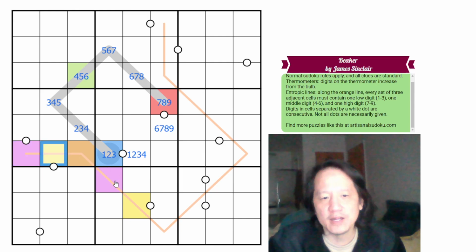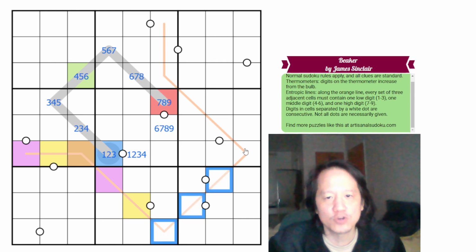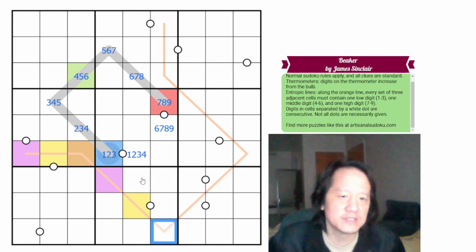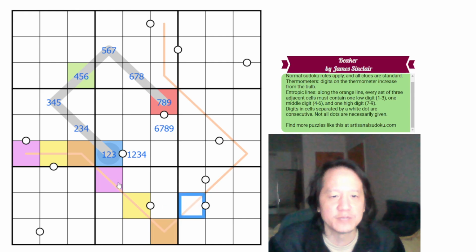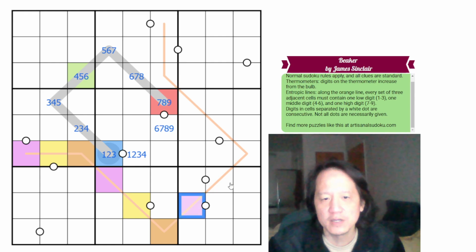So we know that every third digit along this entropic line has to be the same set. So therefore, this is the same as the third one that's away from it. So this would be orange. This would be the same that's 3 away from it along the entropic line. So this is pink. Therefore, this is yellow, orange, pink, yellow, orange, and pink and yellow.